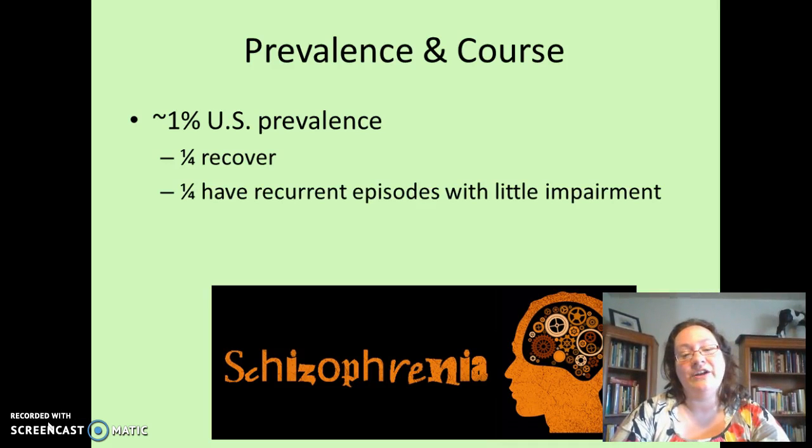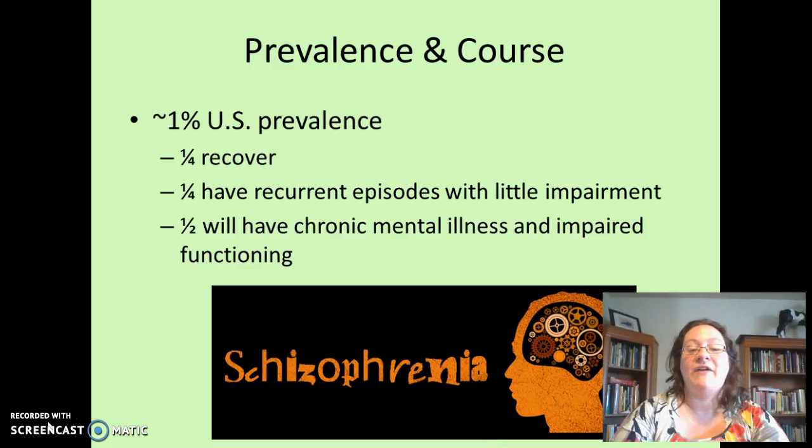Another quarter will have reoccurrent episodes with little impairment. So they'll really just kind of live their life, not have a lot of issues or problems with their schizophrenia, but they will have some reoccurrent episodes, more than one episode. But it doesn't drastically impact their quality of life. But for a full half of people, 50% of people who have this schizophrenia diagnosis, schizophrenia will for them become a chronic mental illness, and it will impair their functioning. So they may be in and out of institutionalized settings or psychiatric hospitals to try to stabilize. So it's going to be a chronic issue for them.